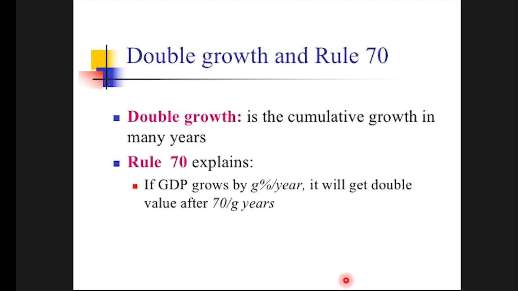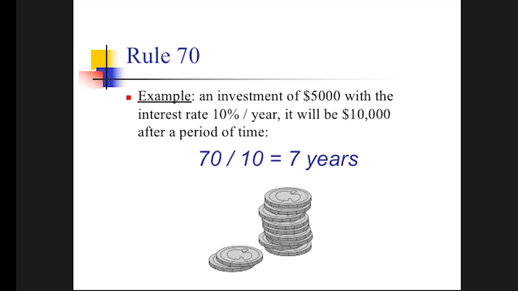Another example: if you have an investment of $5,000 with an interest rate of 10% per year, it will become $10,000, double the value. After how much time? 70 divided by 10 will be 7 years.